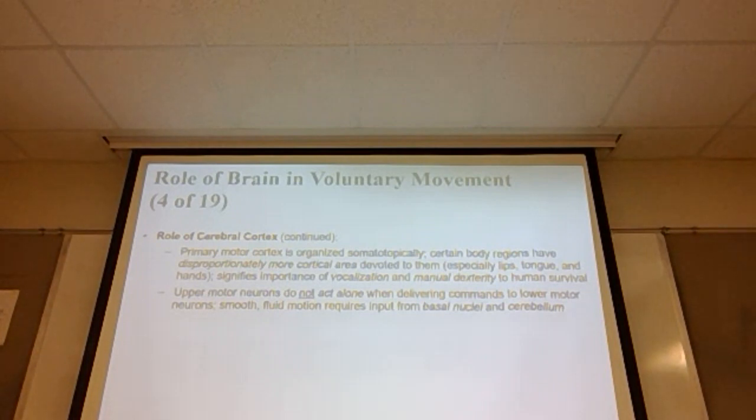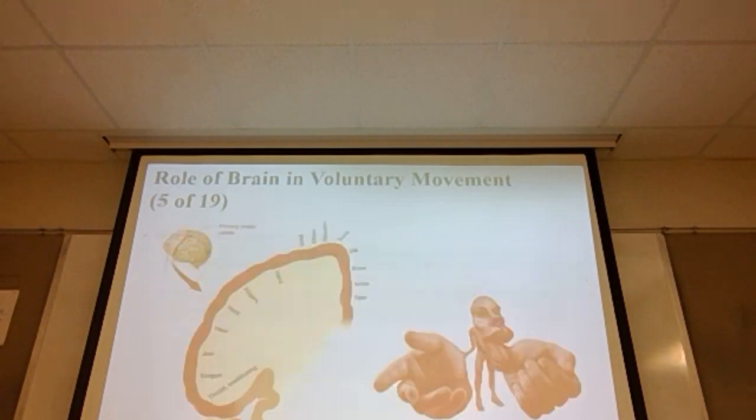Upper motor neurons do not act alone when delivering commands to the lower motor neurons. Smooth fluid motion requires input from both the basal nuclei and the cerebellum. And again, there is my view of the homunculus. If you'll notice, again, great big lips, great big tongue, even bigger hands. If you can think back to that previous model, see, here we've got throat, tongue, jaw, face, neck, fingers, hand, wrist, elbow, shoulder. But you start right here. Look how much of this primary motor cortex is devoted to the hands and the mouth.